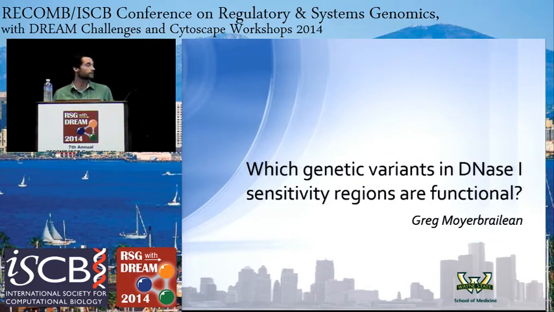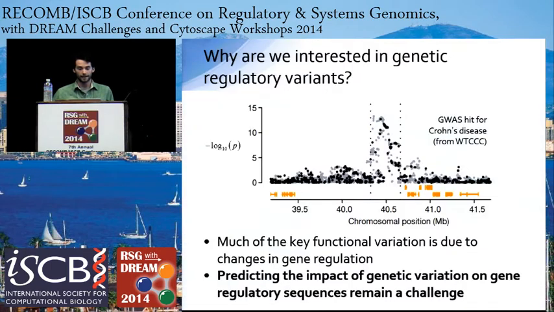I'm a graduate student at Wayne State University, and I'm going to talk to you about regulatory variation. Our lab studies regulatory variance, and one of the reasons we find this such an interesting topic comes from GWAS results. As you can see in this example from Crohn's disease, a lot of the associated variation falls outside of any gene body, suggesting that most of the functional variation is due to changes in regulation rather than changes in the genes themselves. However, predicting the impact of this variation on the regulatory sequences is very challenging.